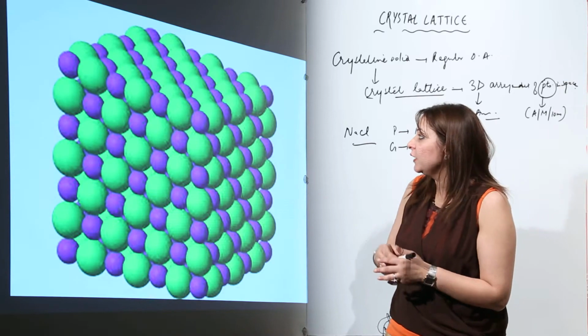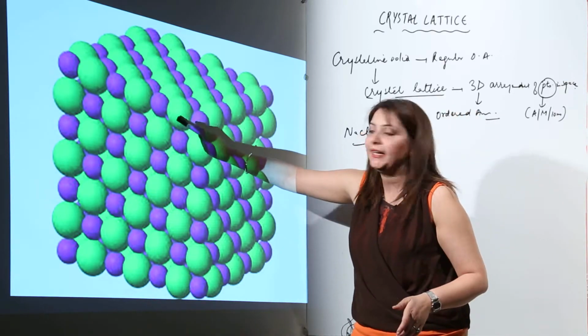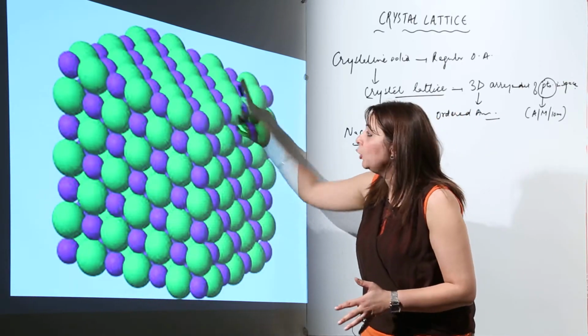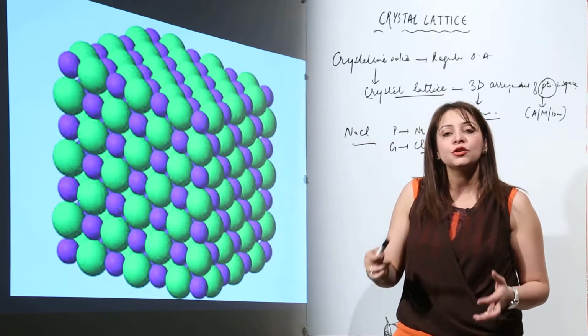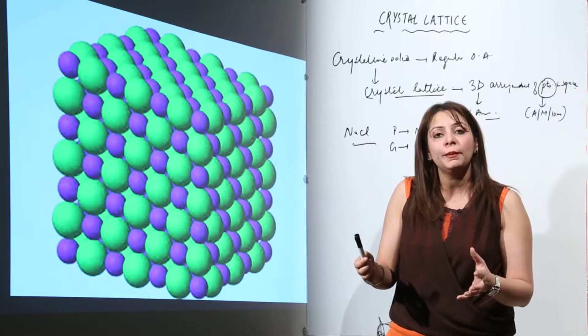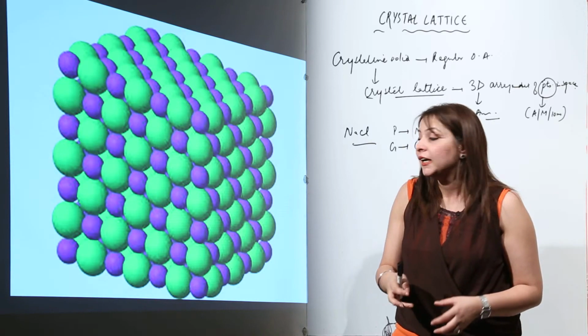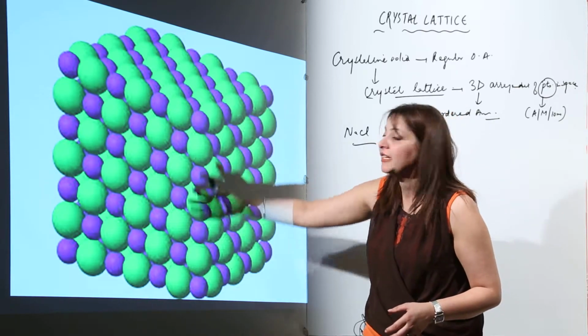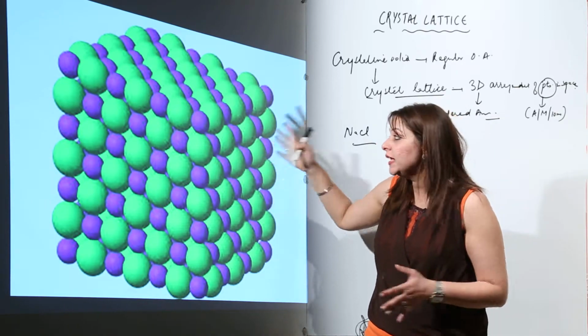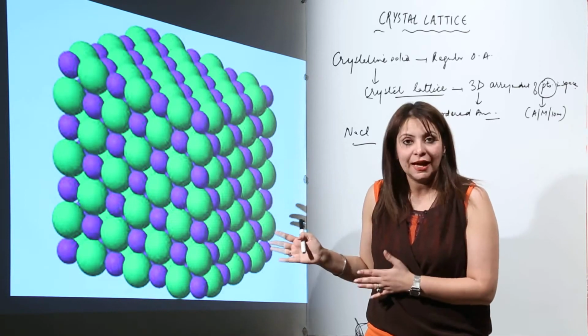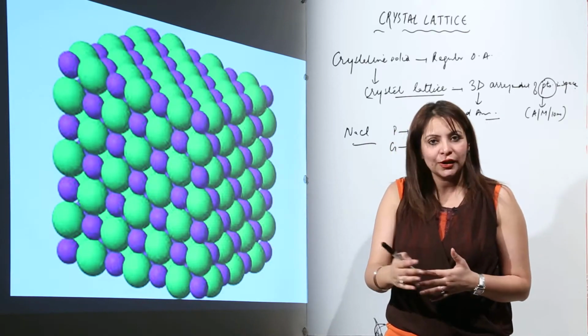You can see that between two purples I get to see one green, so it is happening all over the crystal, right. That means in between two sodium ions you get to see one chloride ion, right. So this same pattern is repeating in different directions, right. So this is what is called the crystal lattice. So what is crystal lattice? Just write in your copy.